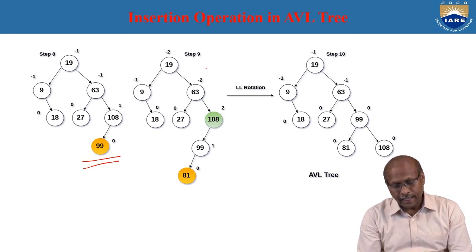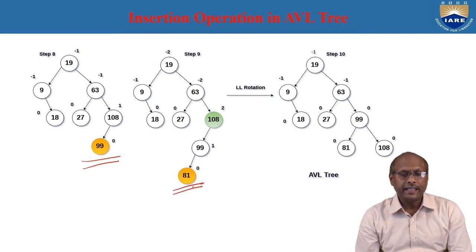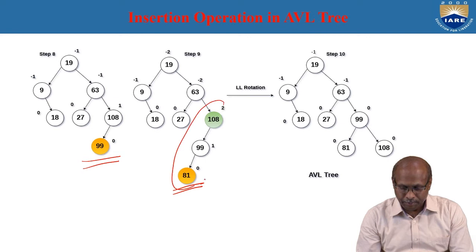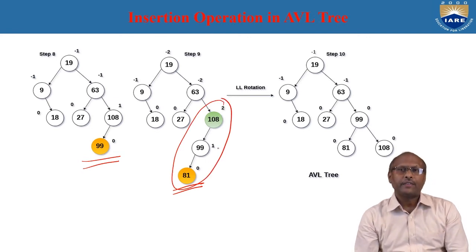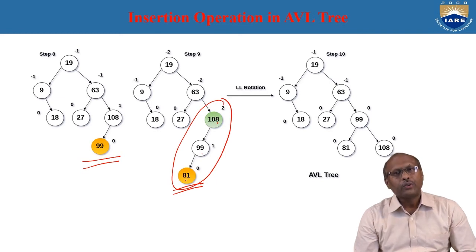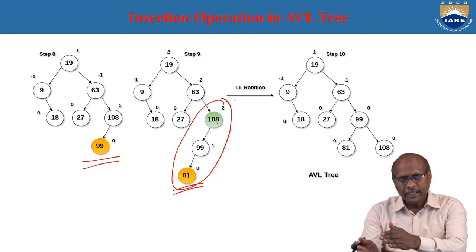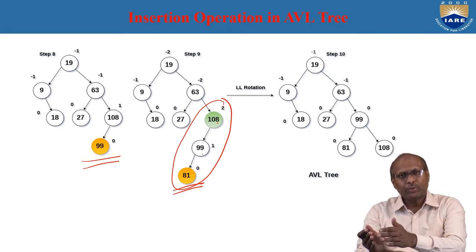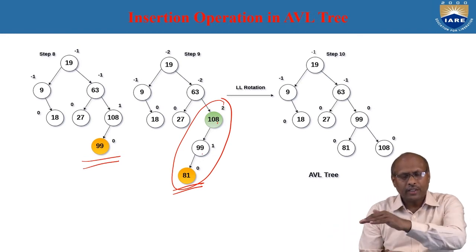Now when the data 81 comes, you are inserting 81. After inserting 81, the tree is completely imbalanced here. Please observe 108, 99, 81. It is completely dominating towards the left. That means the data comes towards the left, so it requires a right rotation.